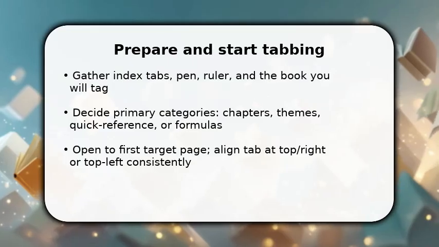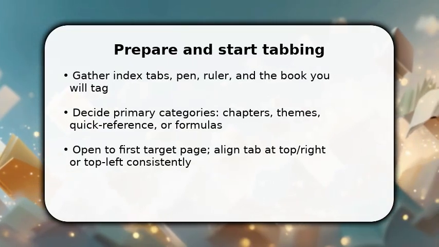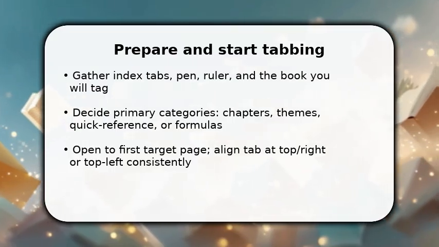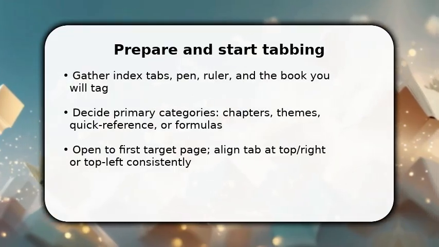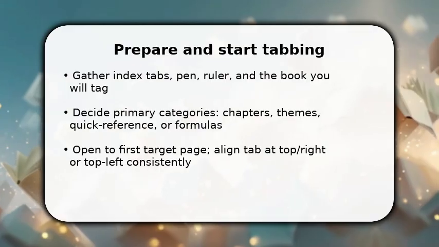Enjoy the video. You begin by choosing the pages that actually matter. Don't over-tab. Once you have tabs, a pen, and a ruler, skim to identify 3-6 primary categories you'll use across the book. Start at the first important page.